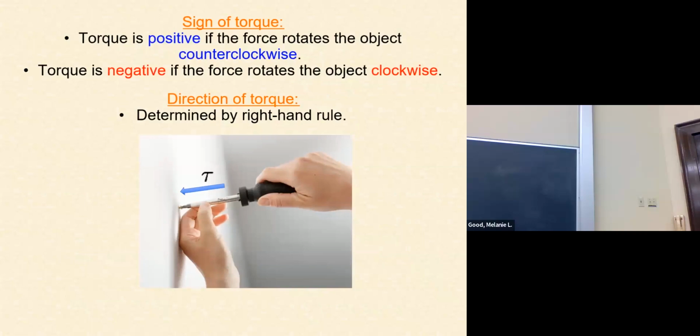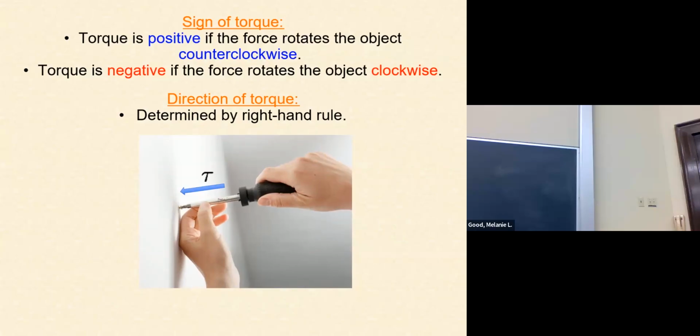Now, what about the direction of the torque? Typically, it amounts to a sign, a positive sign or a negative sign. How will I determine that? Well, you can figure it out in a couple of different ways. You can use the whole lefty-loosey, righty-tighty idea. What do I mean by that?